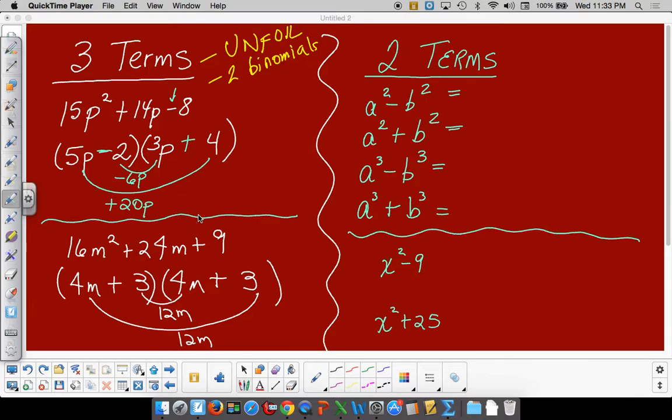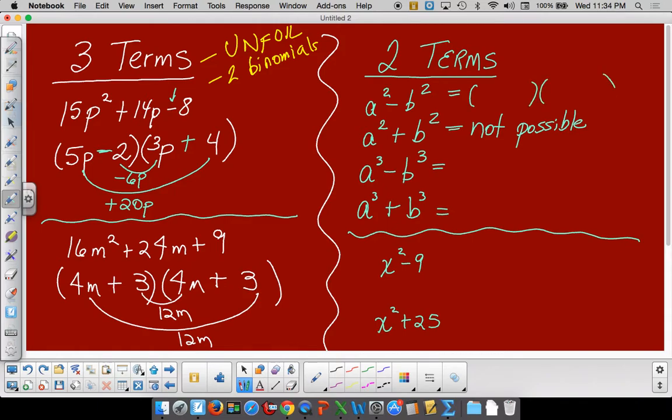So my first question is, anybody remember which one is not possible to factor? And that answer would be yes, the one with the plus sign is not possible. When it's a difference of squares, we call a squared minus b squared a difference of squares. We know it unfoils, and actually it unfoils with conjugates.